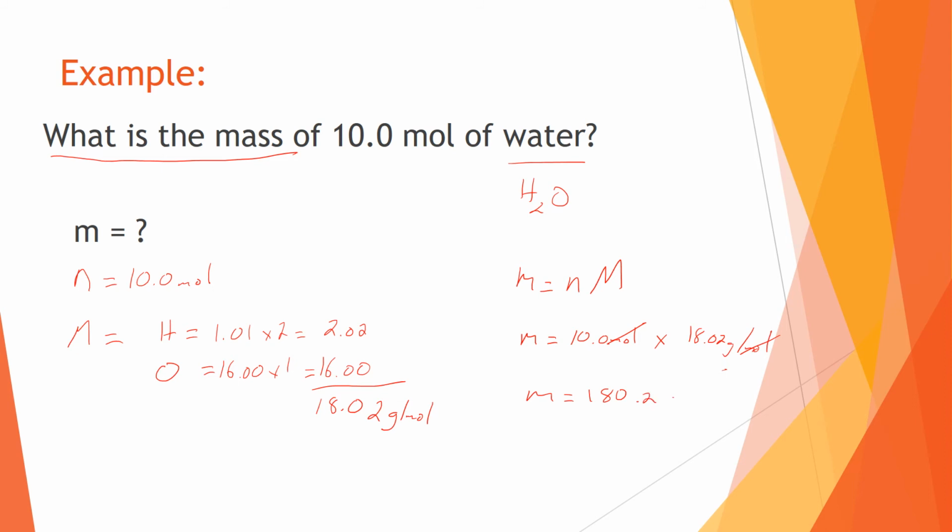180.2 grams. Now, am I okay with this? Well, if I look back here, this is 3 sig digs. Okay, over here I have 4 sig digs. So my answer can only have 3 sig digs, so I'm going to just round it. So the mass of 10 moles of water is 180 grams.